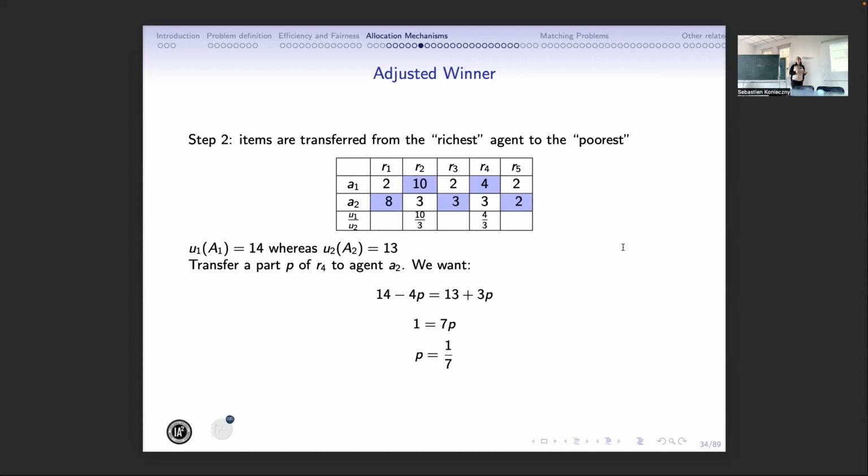So in this case, we will transfer the part P of R4 from the first agent to the second agent. But as you see, it means that we can split R4. If R4 is indivisible, we won't be able to obtain an envy-free and equitable allocation. And as at the beginning of the algorithm, we don't know which resources we will have to split to obtain an envy-free and equitable solution, we have to make the assumption that all resources can be split.